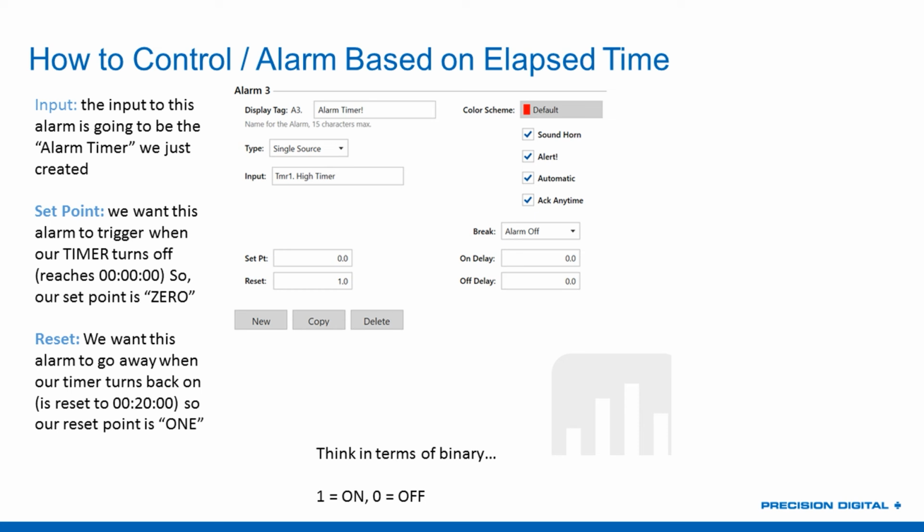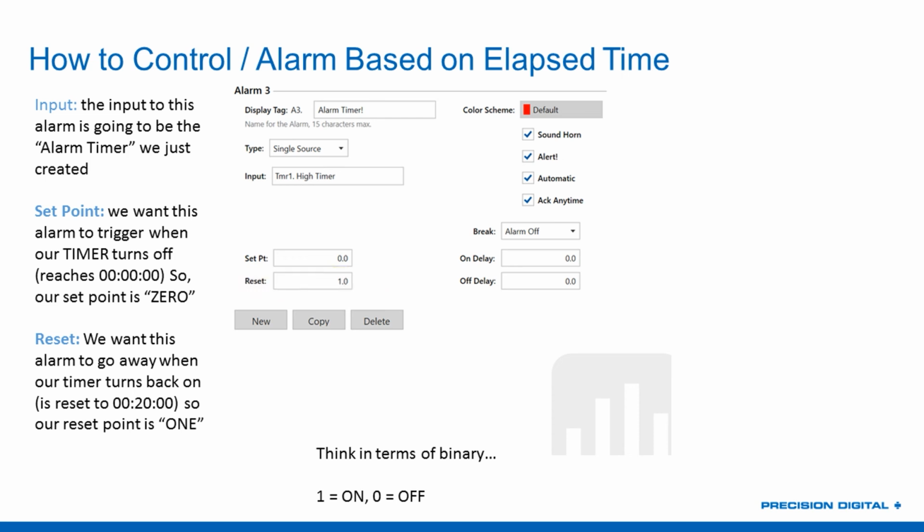So just to recap, this alarm here is going to turn on when our timer is off. And our timer is going to turn off after 20 minutes. And then we want this alarm condition to clear when our timer turns back on. And our timer is technically on when our high tank level goes away, and then that resets our timer to 20 minutes. So hopefully that makes sense.